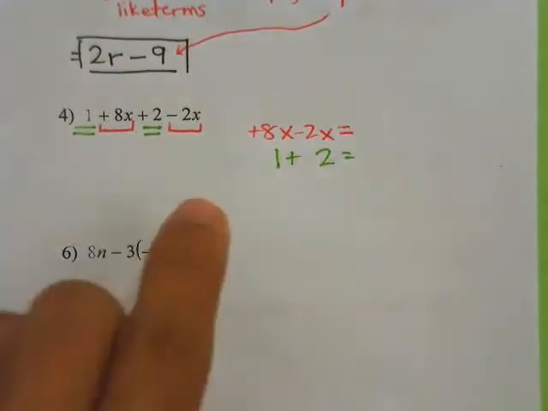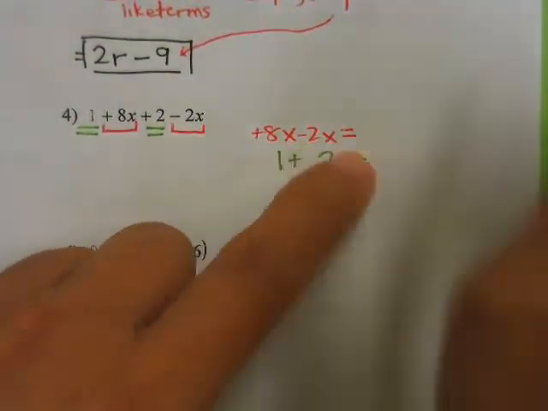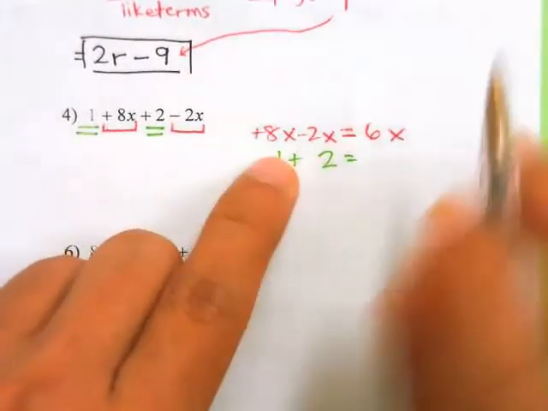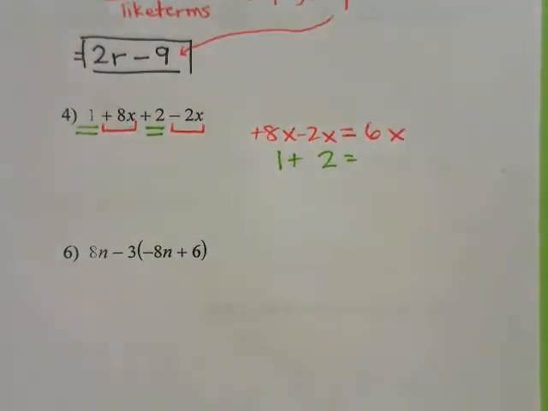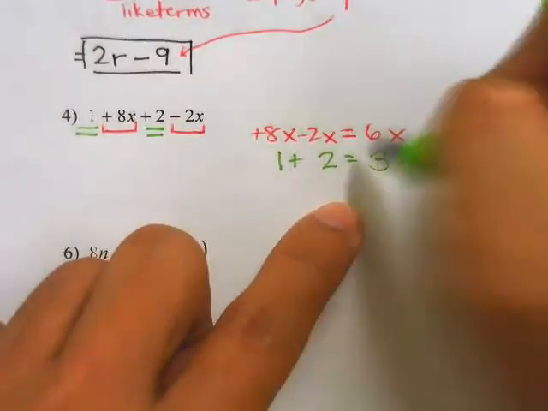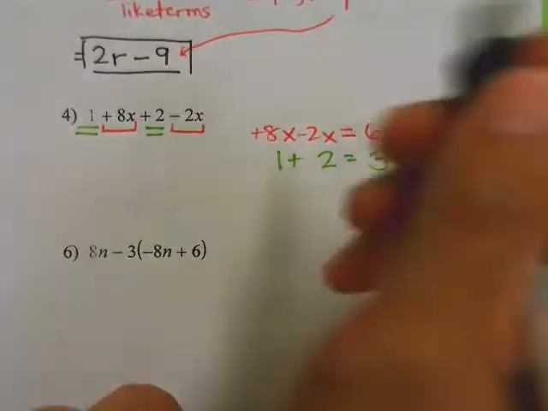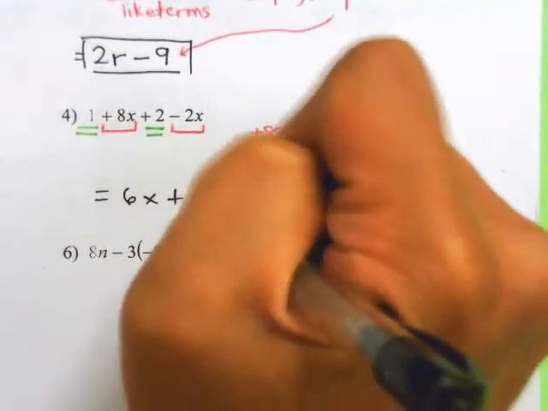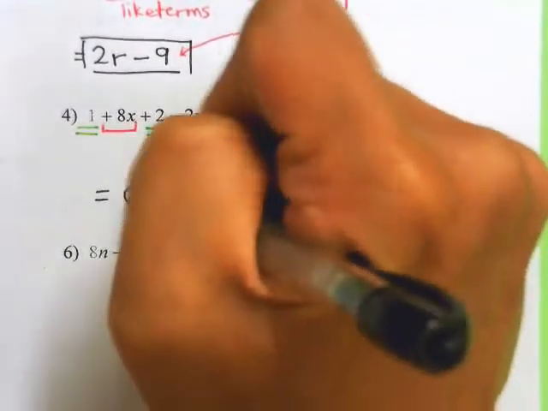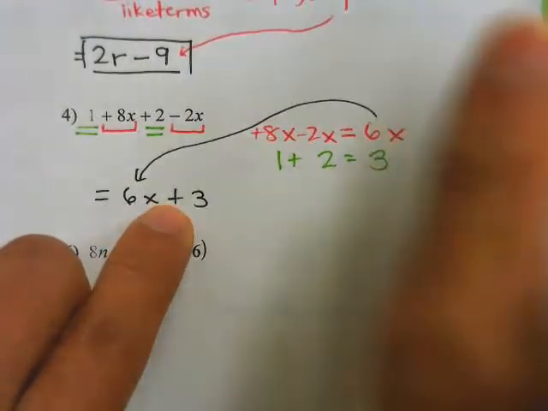Okay, so let's do this one over here. 8x minus 2x, that's 6x. 8 minus 2 is 6. 8x minus 2x is 6x. And then after that, 1 plus 2 is going to be 3. So we're just going to put these two all together. Your final answer is going to be 6x plus 3. Okay, so 6x. Why plus 3? Because this is a positive 3.